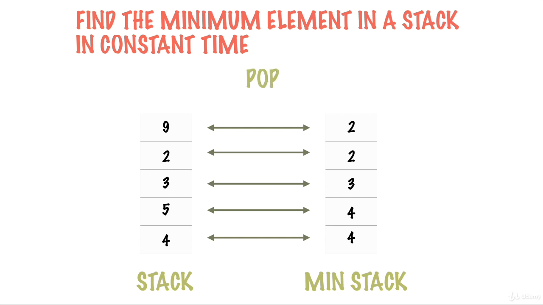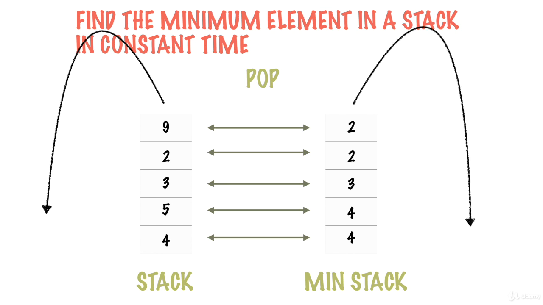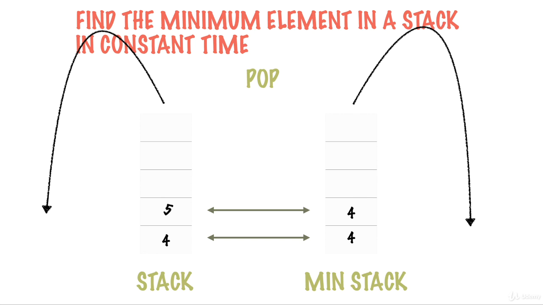Let's pop elements from the stack. We want to pop 9, which means we also pop the top of the min stack, that is 2. The new minimum for the elements on the stack is still 2. If we pop 2 from both stacks, the new minimum will be 3. If we pop 3, the new minimum will be 4. Note that we always keep track of the minimum in the min stack.